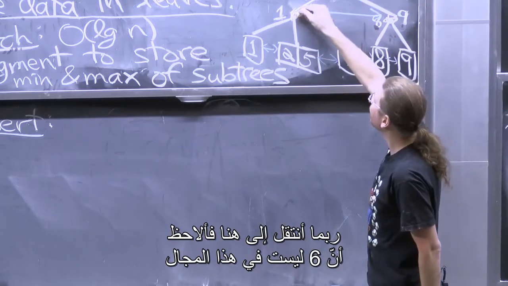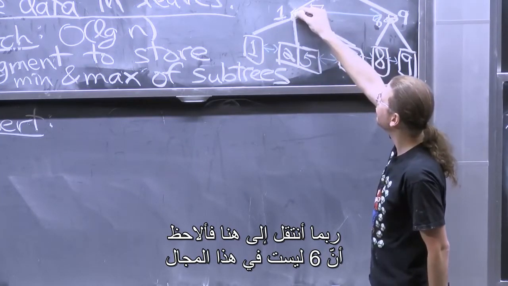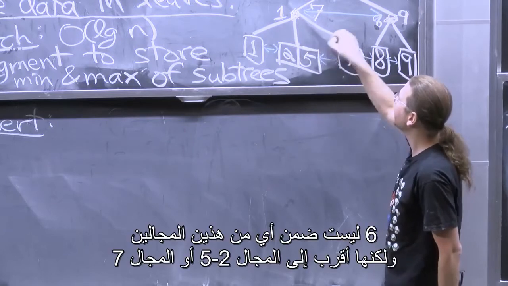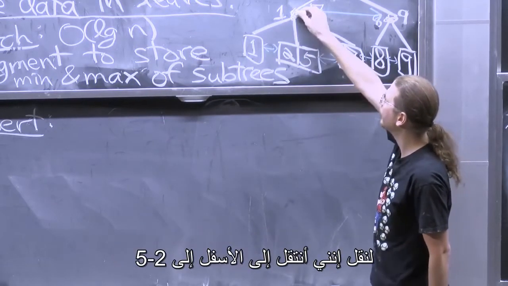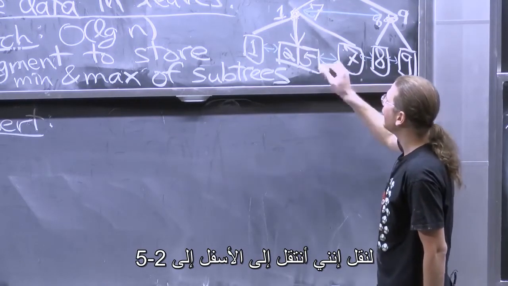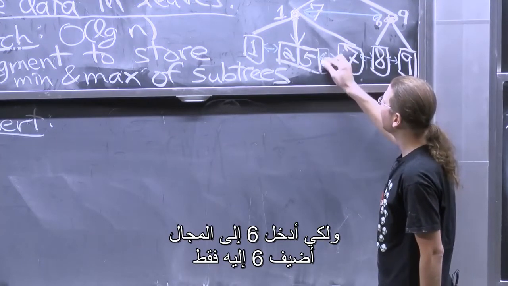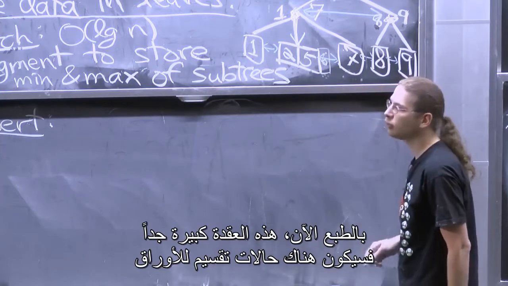So maybe I go here. I say, oh, 6 is in neither of these intervals, but it's closest to the interval 2.5 or the interval 7. Let's say I go down to 2.5. And, well, to insert 6, I'll just add a 6 on there. Of course, now that node is too big.